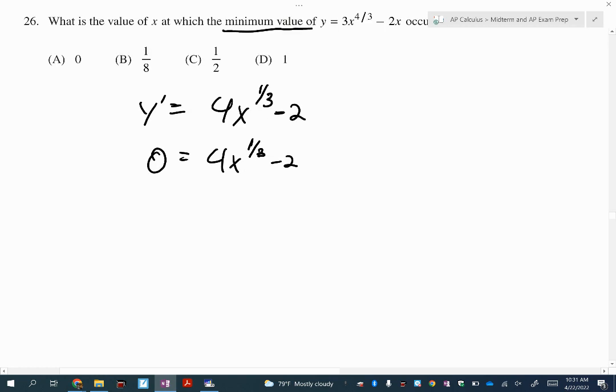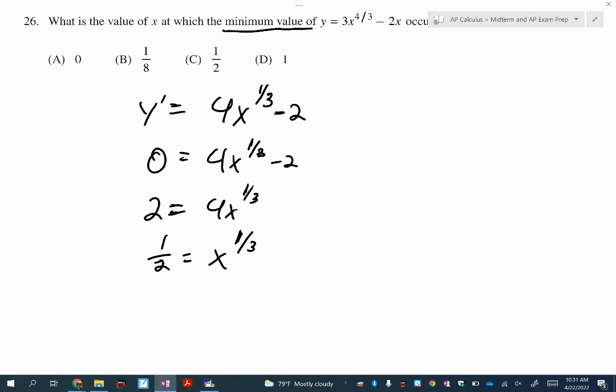So we can do that. Move the 2 over. Divide both sides by 4. How's everybody doing? Everybody okay? I know I go quick on the algebra. Now, let's see if you can do this without changing it to a radical.